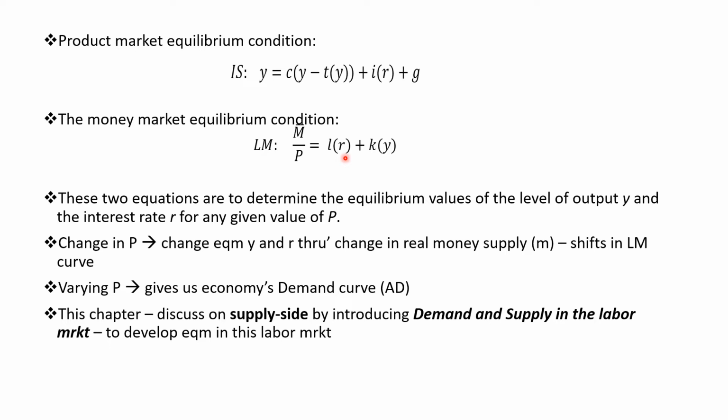Now graphically you can see this effect comes through the shift in the LM curve. Next slide we will see that one. Varying the exogenous P assumption gives us the economy's demand curve, which we can see in the next slide. This chapter mainly discusses the supply side by introducing demand and supply in the labor market. Why? Because in order to develop the equilibrium in this labor market. Let's see in the next slide.